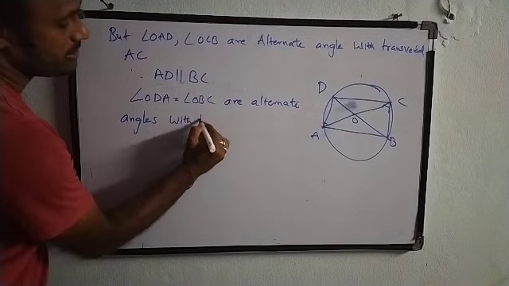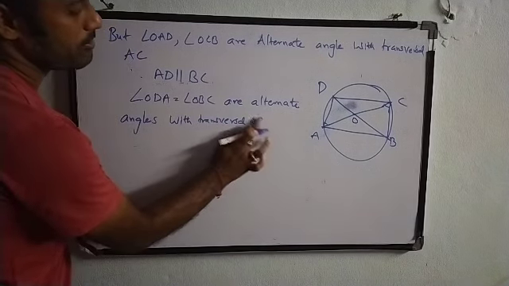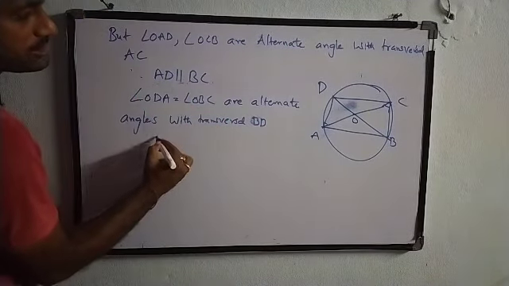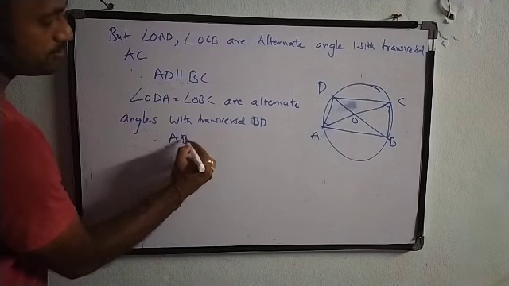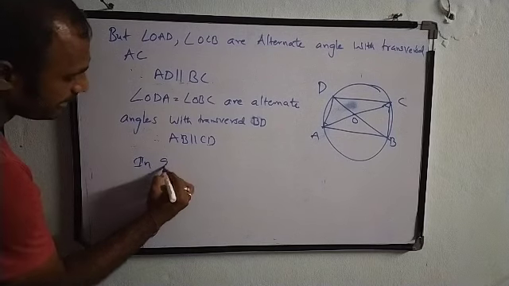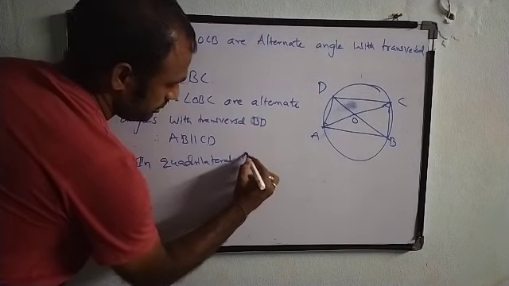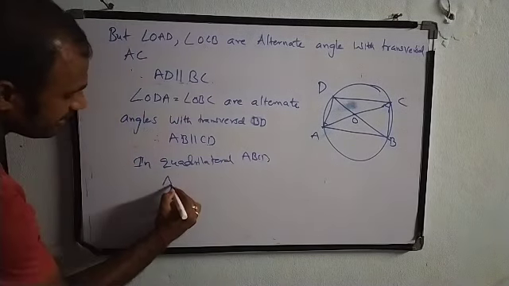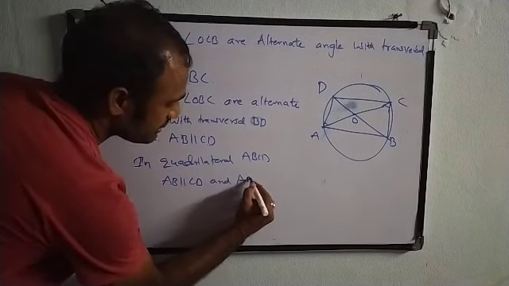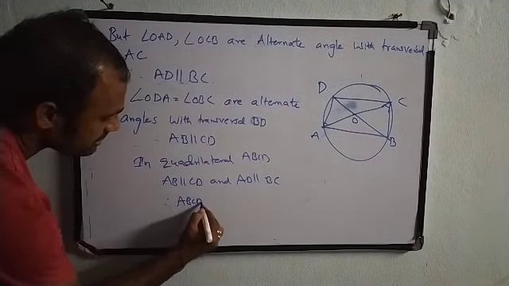With the transversal, here the transversal is BD. So in the first case this is the transversal, so we can say that AB is parallel to CD. So in quadrilateral ABCD, AB is parallel to CD and AD is parallel to BC. Therefore, ABCD is a parallelogram.